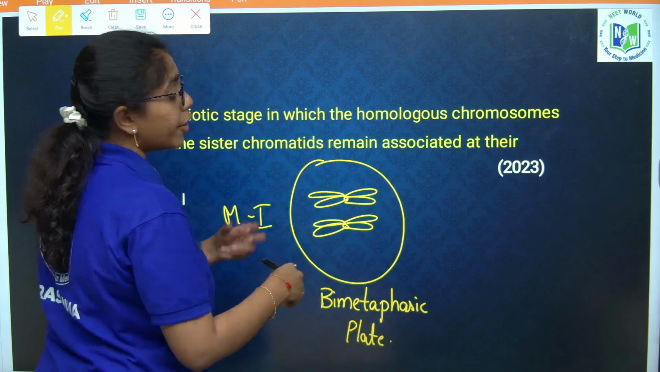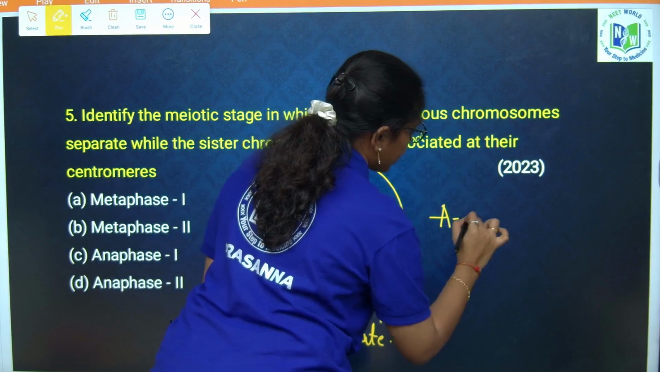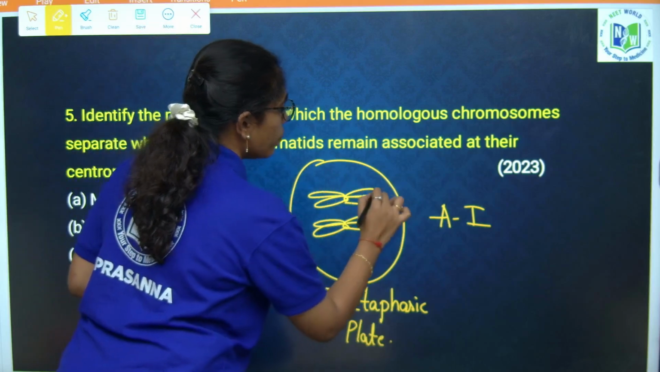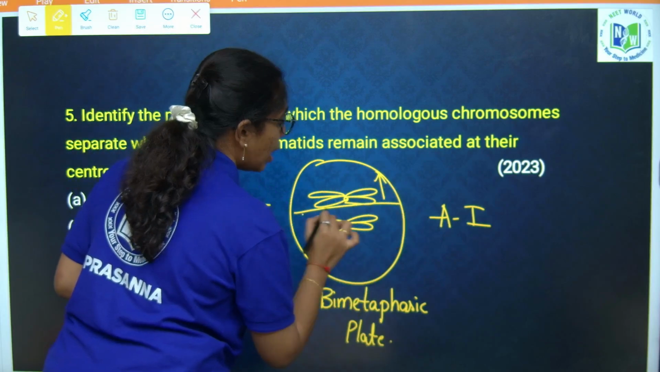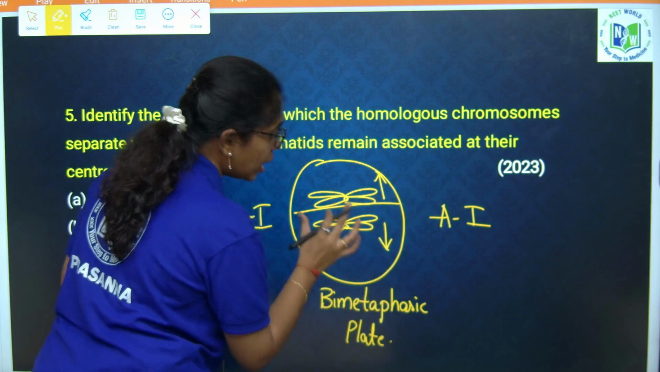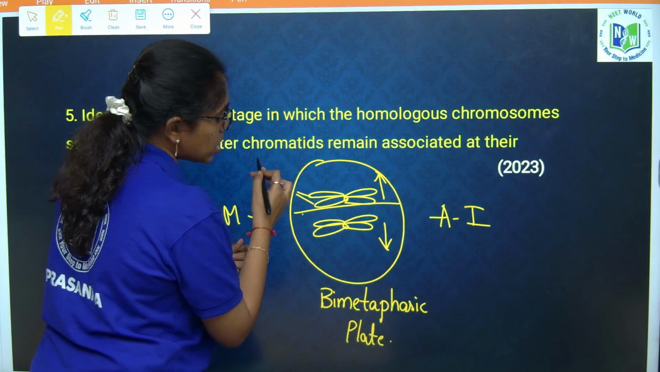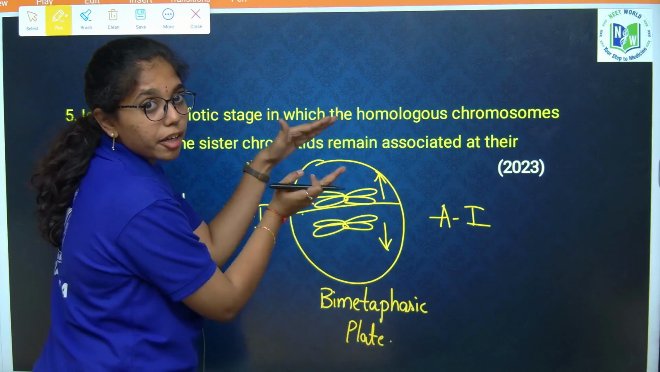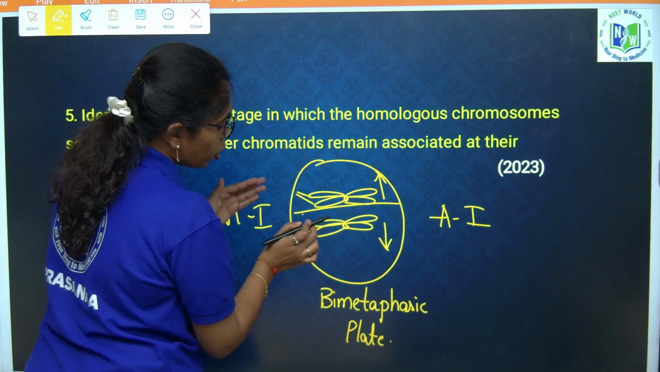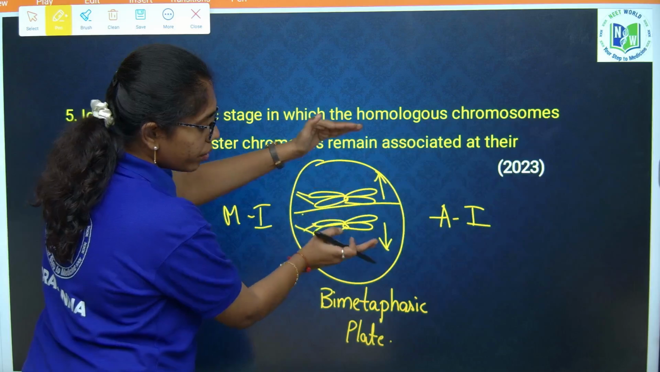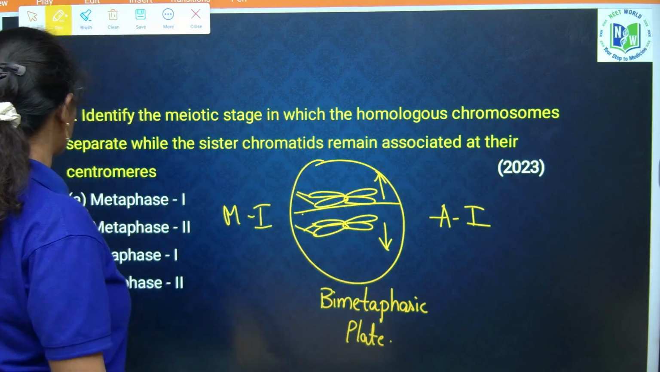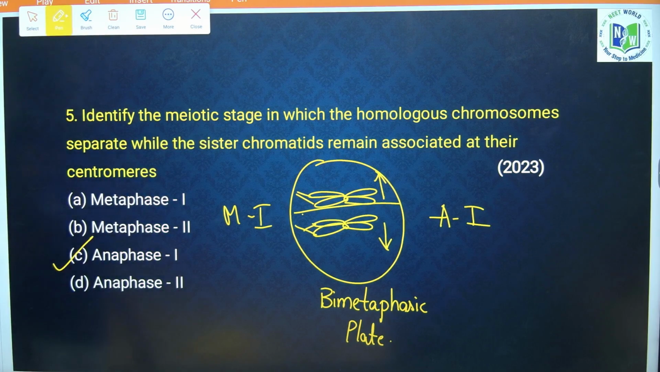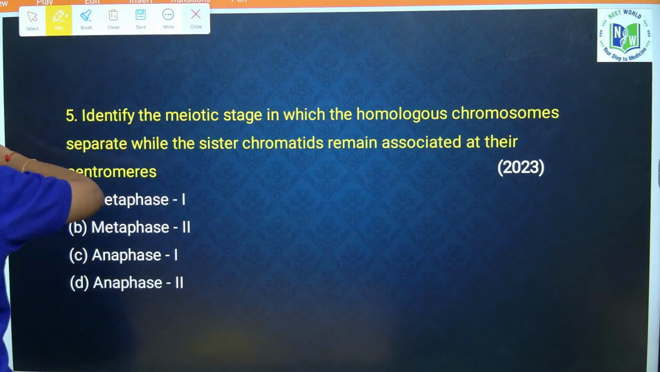So here, during anaphase 1, without centromere splitting, this chromosome will move towards the upper pole and this chromosome will move towards the lower pole, wherein the two sister chromatids of the chromosome will move towards their respective poles. Clear, beta? So this happens in which phase? During anaphase 1. Option C is the correct answer.